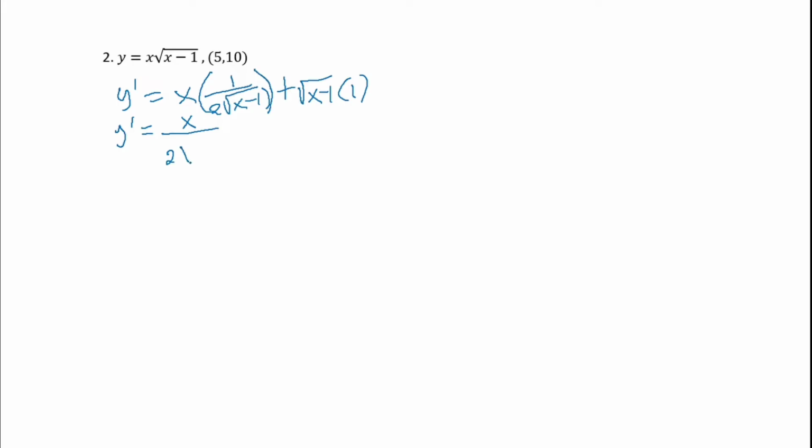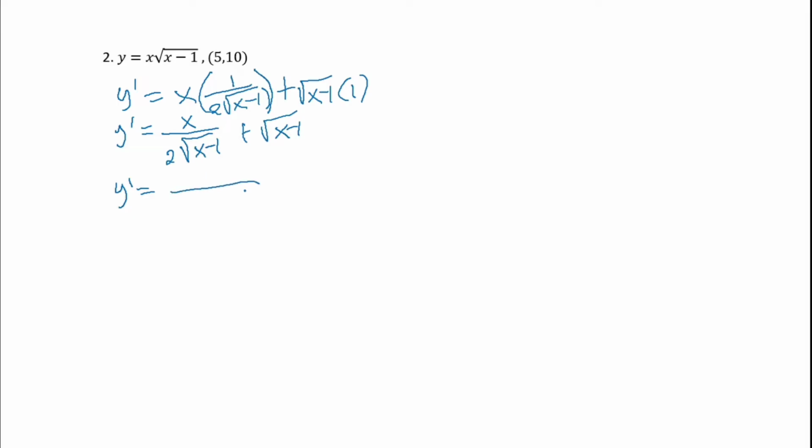So in this case, first we're going to get the first derivative. The first derivative, this is the product. So x times the derivative of this one, which is 1 over 2 square root of x minus 1, plus the square root of x minus 1 times the derivative of this one, which is 1. So y prime is equal to x over 2 the square root of x minus 1 plus the square root of x minus 1.